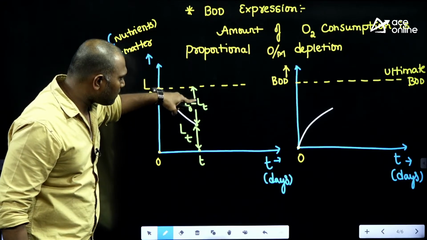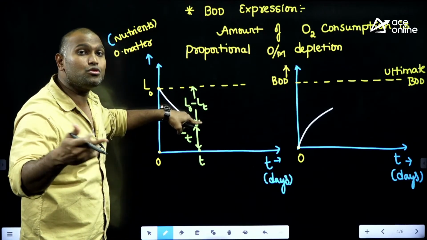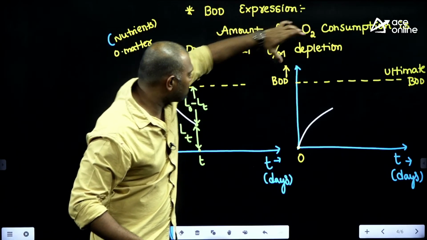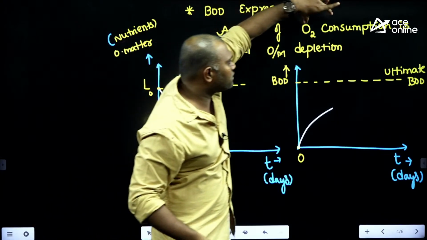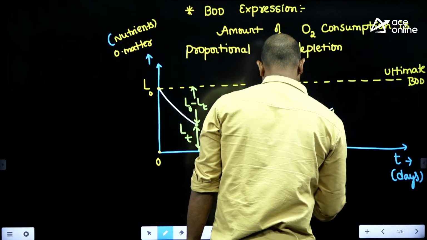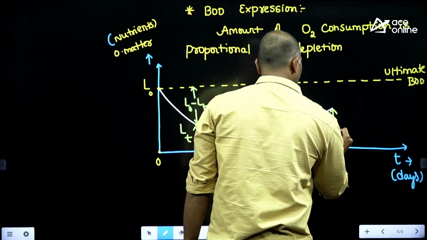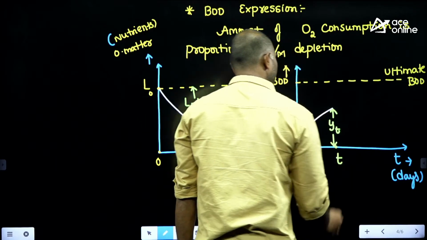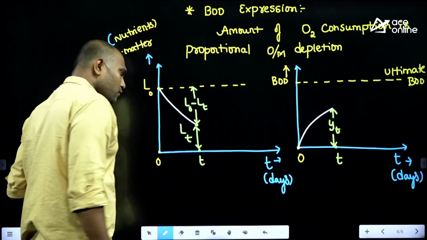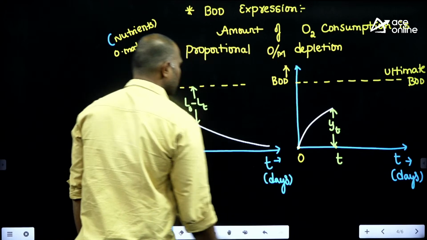How did this organic matter get depleted? By bacteria consuming oxygen. If this much organic matter depletes, that much oxygen will be consumed or not? And that is going to be represented at that time as Yt. Here Y represents the BOD. Now with time, this organic matter decay goes on.